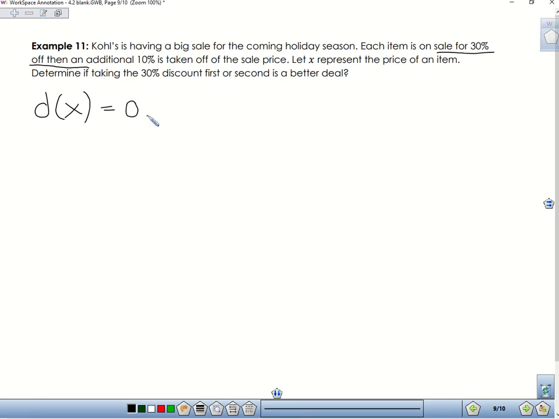70%. So 0.7x will be the price of your item. And then the additional, we'll call it A of X, is equal to, additional is 10% off. So if you take 10% off your item, what percent of the item are you still paying for? 90%, so 0.9. Now we want to see if it's better to take off the 30% first or second.